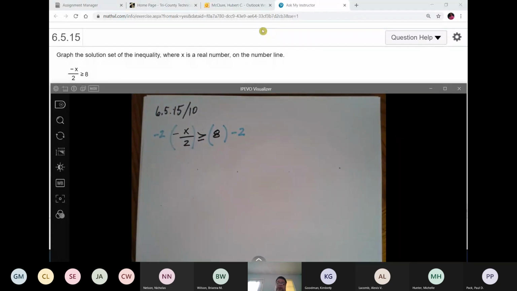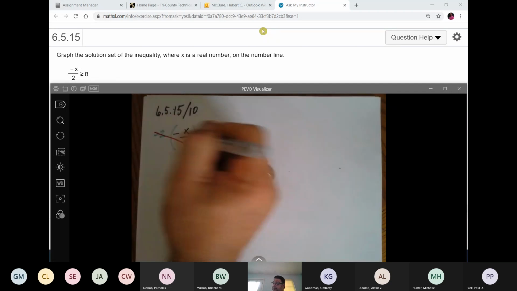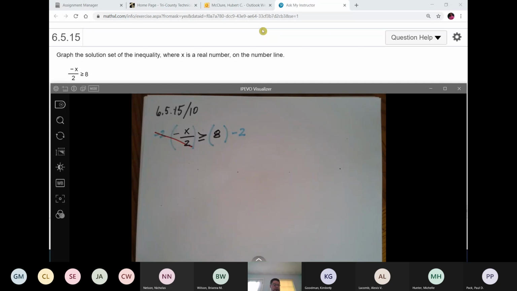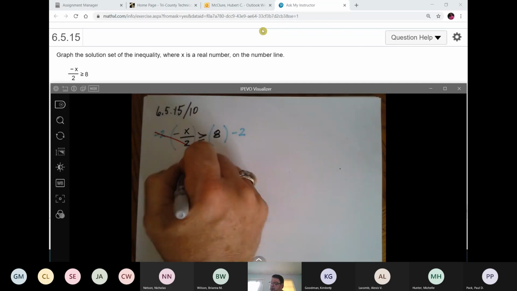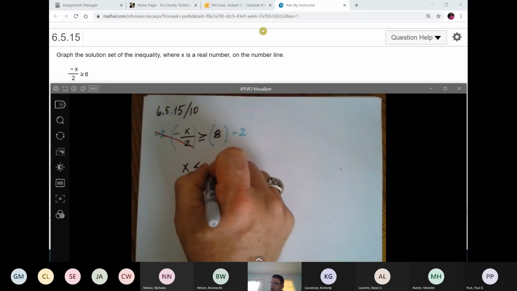This is one of those problems where you can't get a positive variable. So you're just going to have to remember the rule. That rule says that when you multiply or divide by a negative, it switches the what? Inequality.